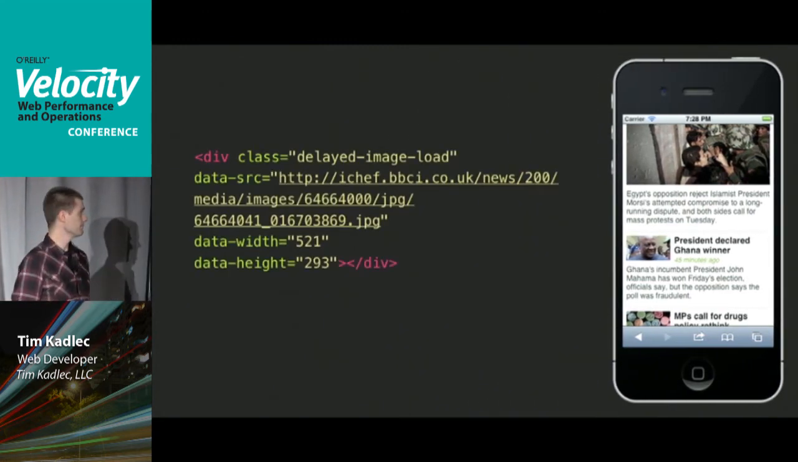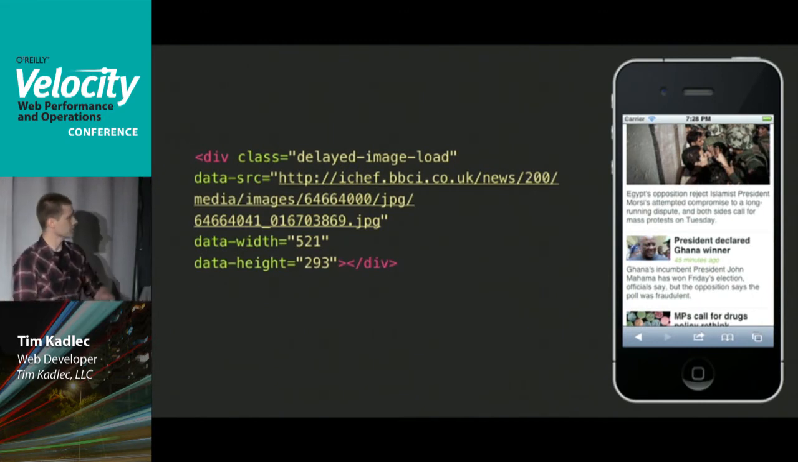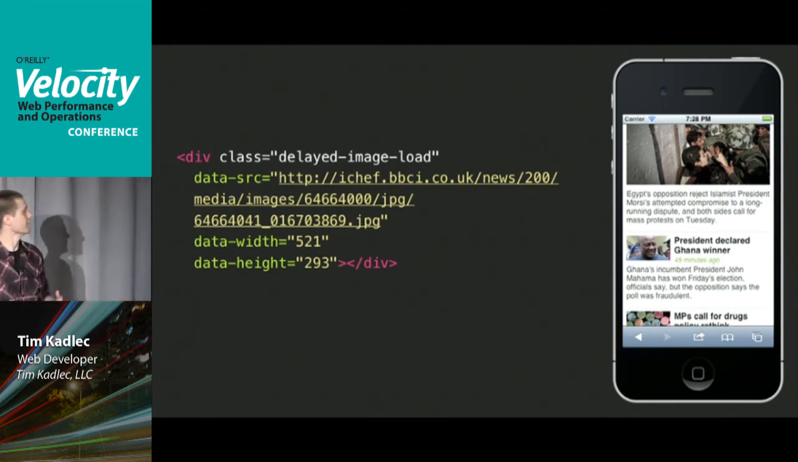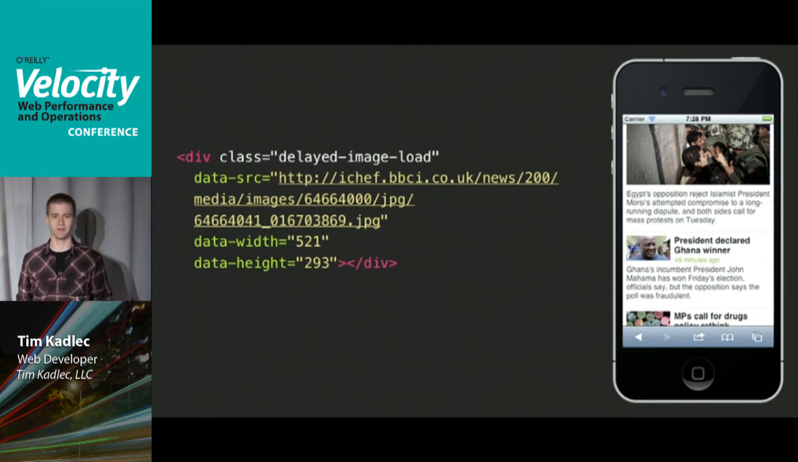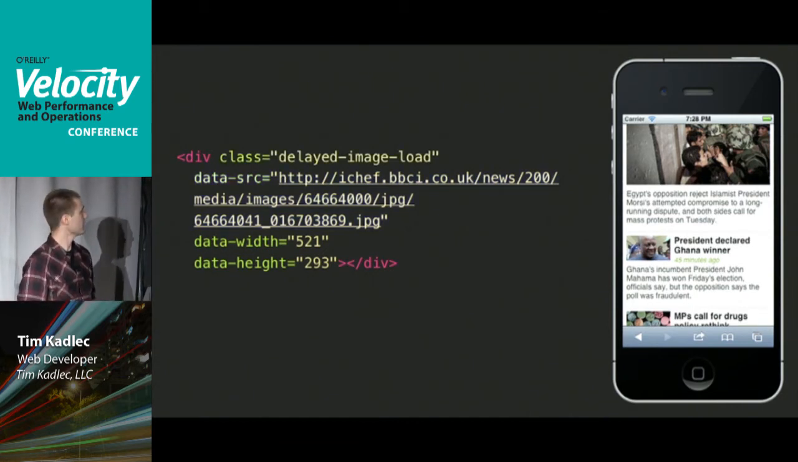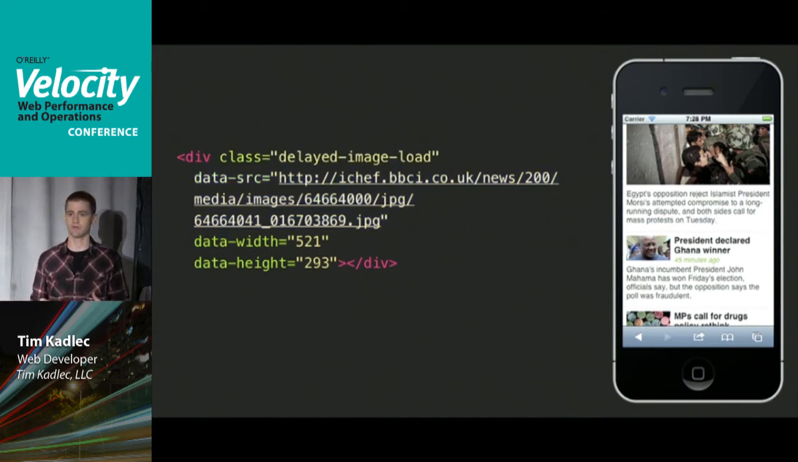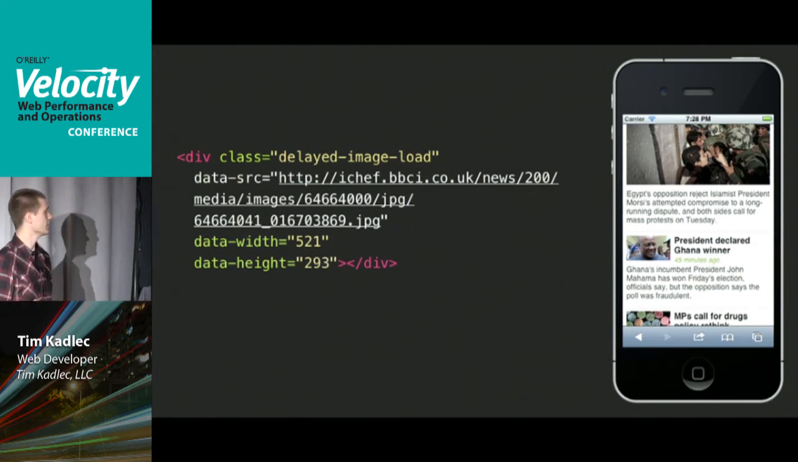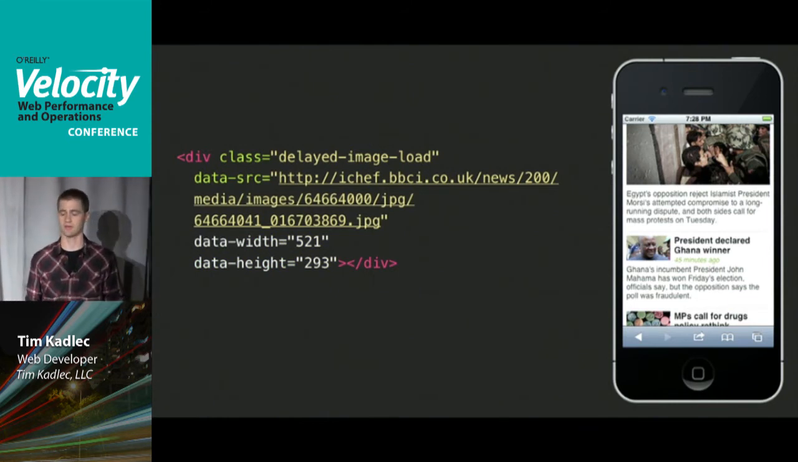What they're doing is they've actually got these empty divs throughout. The div has this class of delayed image load. That's what they're using to find this stuff through JavaScript. They have a data attribute that they're using to store the actual source of the image, what's going to get swapped into place. And then they store the width and the height as well in data attributes.